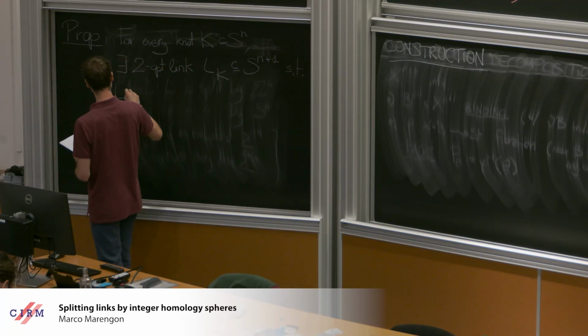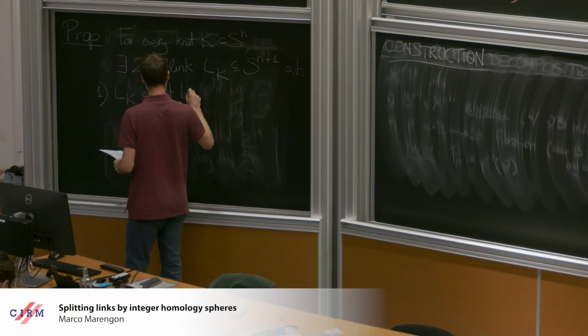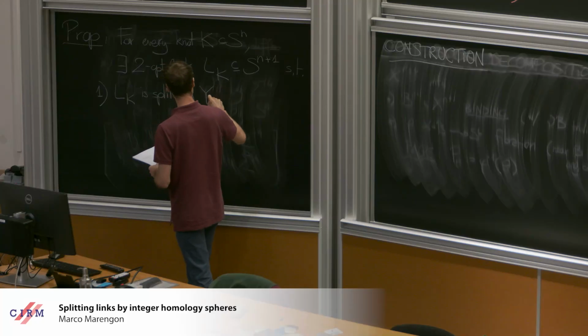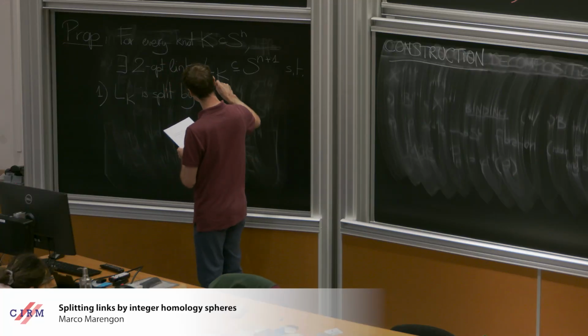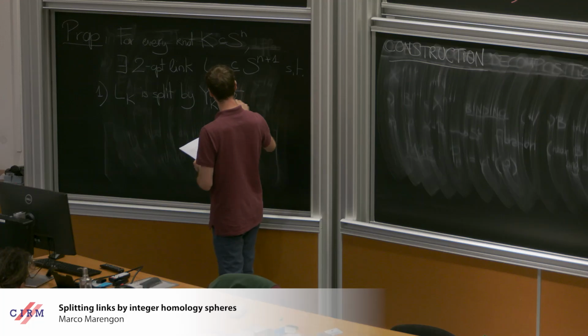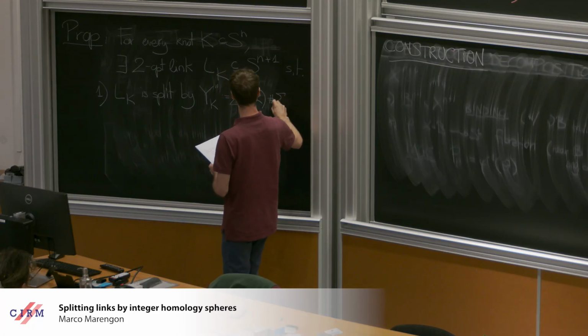The first one is that L_K is split by construction by a manifold that I call Y_K. This is an n-dimensional manifold. And this is the connected sum of the double-branched cover over K and its mirror.